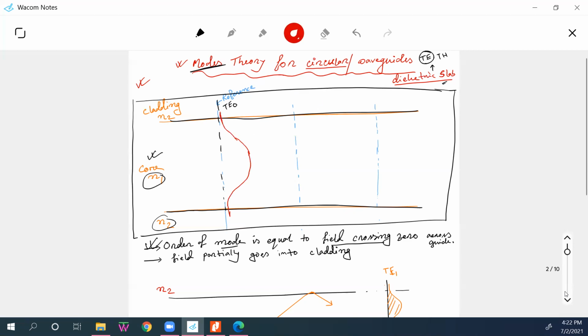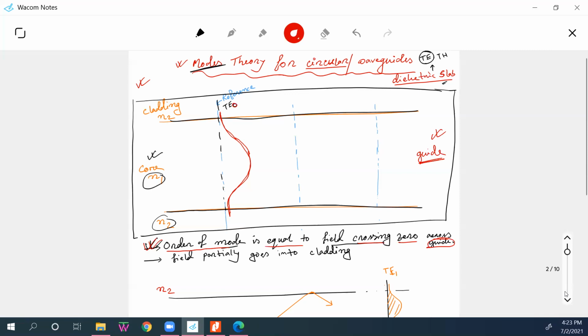This is transverse electrical zero. What do we say? The order of modes is equal to the number of field crossings of zero in the guide. This is our guiding mode. We want our electromagnetic field, which in our case is light, to be guided through this region. So is there any zero crossing here? No, that's why this is called transverse electrical zero.